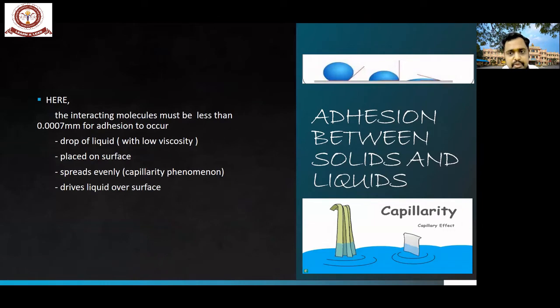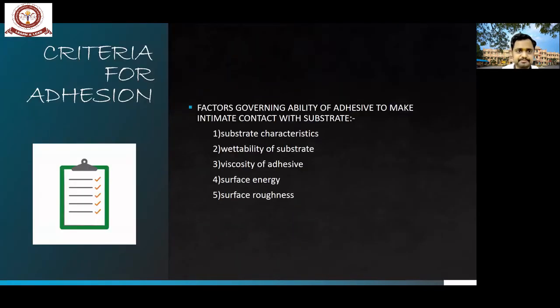In the case of a liquid, where one substrate is solid and another substrate is liquid, the interacting molecules should be less than 0.0007 mm apart for adhesion to occur. So there will be a good bonding. If you put a drop of liquid with very low viscosity on a substrate, that liquid will spread eventually over the surface by a process called the capillary mechanism, and it will spread evenly over the substance.